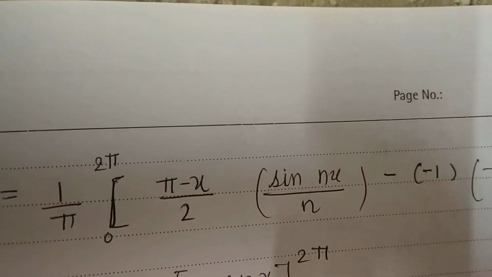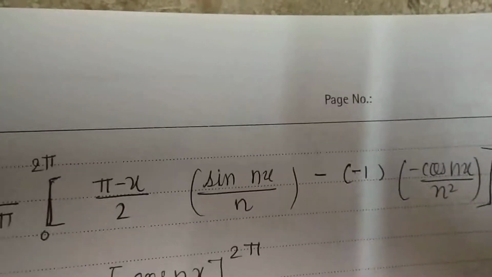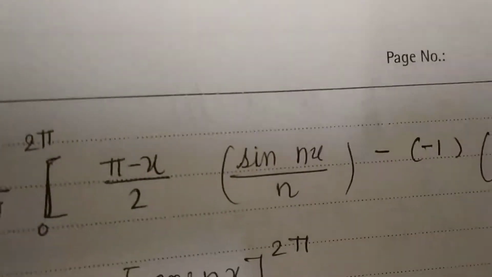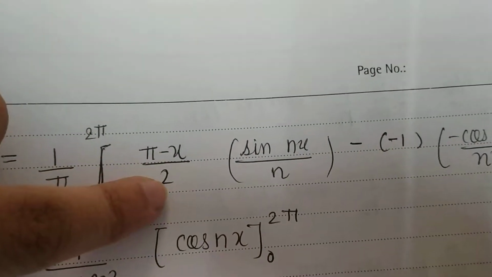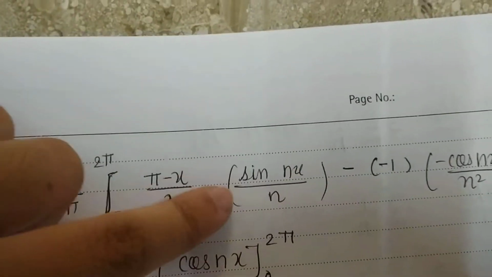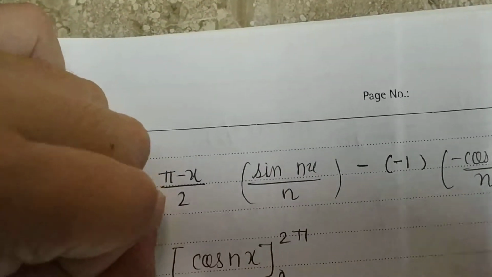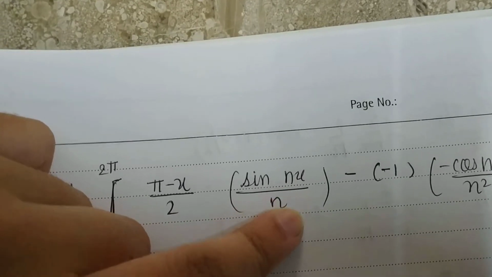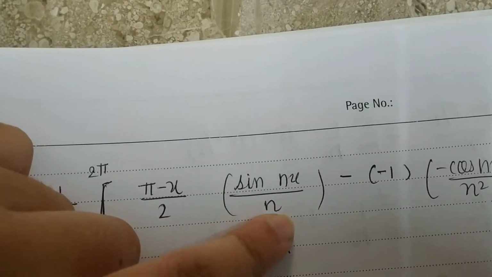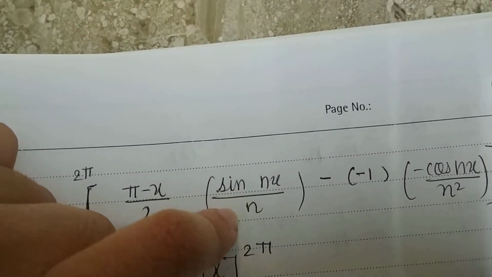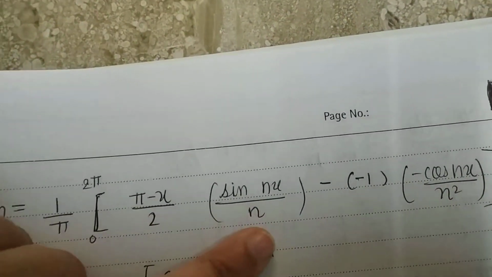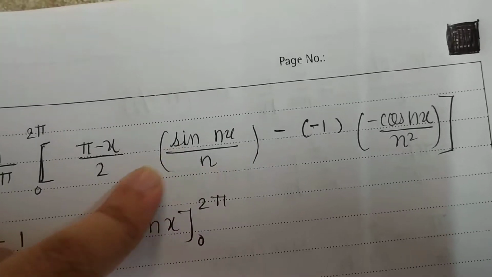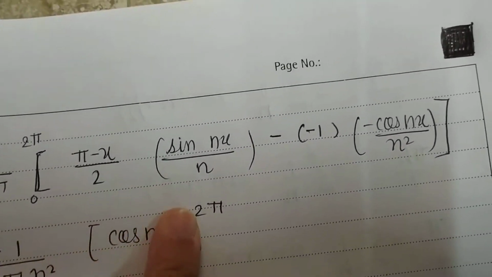So, by applying the Bernoulli's rule, it is 1 by pi. Now the first term is (pi minus x) by 2 into integral of the second term. The second term was cos nx, and integral of cos nx is sin nx divided by n. This division by n is due to the chain rule. Please go through all the basics of integration, then only you'll be able to solve this.